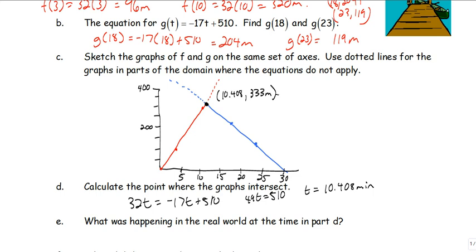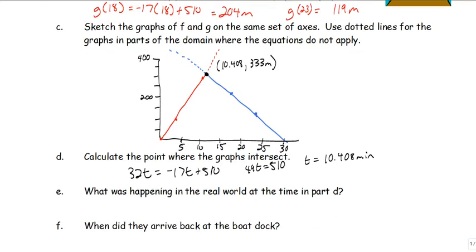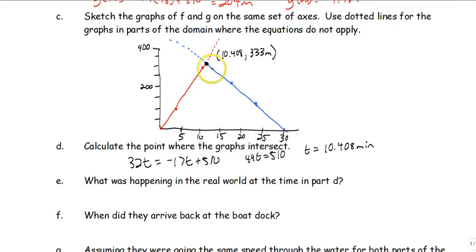So, that tells us what is happening in the real world at the part D. Well, think about it again. The boat is leaving. Now it's on the new line coming back. The boat turned around.